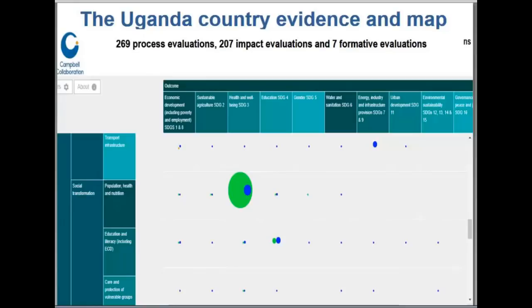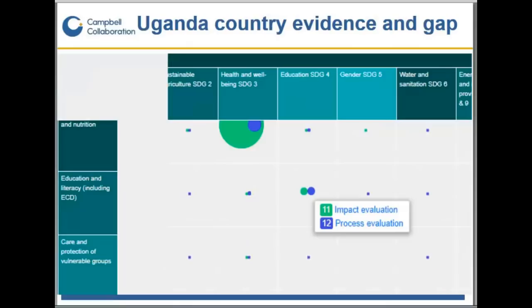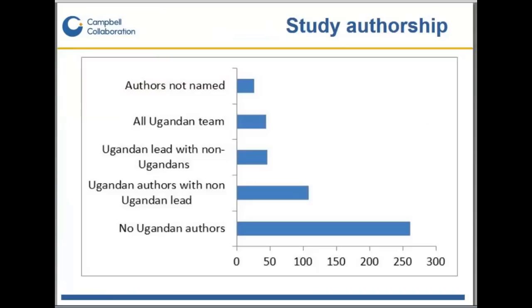But the interest and excitement over this map has been very great, and so we expect to see many more maps of this sort going ahead. There's a zooming into the map. So we can see, for example, on education, literacy, education outcomes, there are 23 studies, and you can see just above that the health and nutrition cell, where there are many more studies.